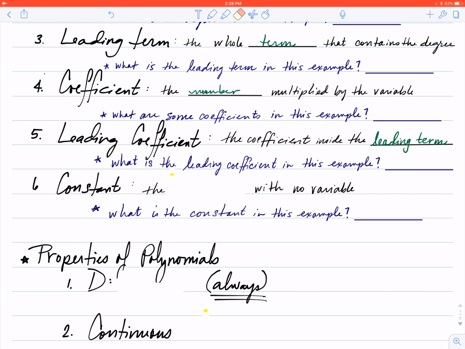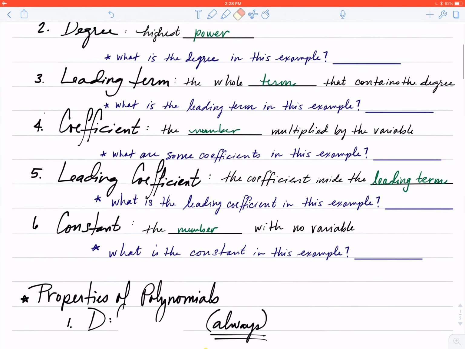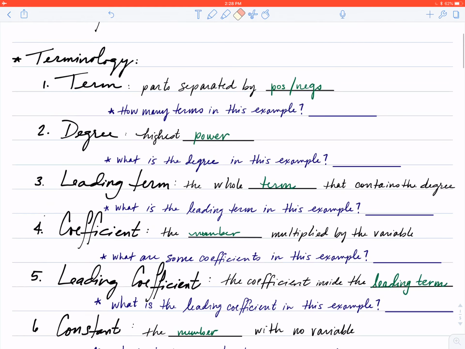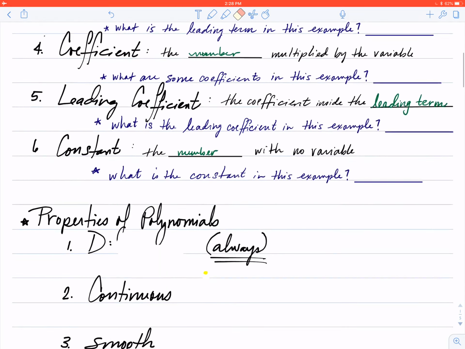The constant, this is going to be the number that's standing alone, the number that has no variables inside of it. So again, take a minute to answer each of those questions about the definition and use the example that's at the top of the page to answer those questions.